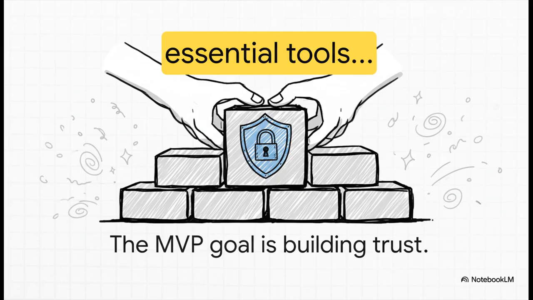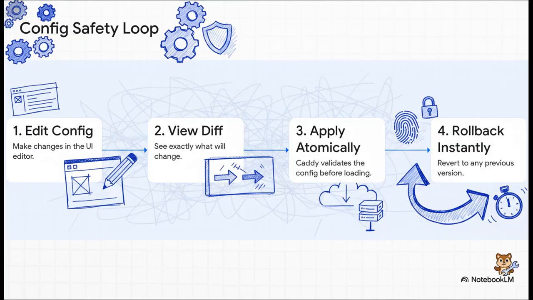Because for an MVP to work, especially for something as critical as infrastructure, it has to be absolutely rock solid. It needs to be secure enough that you feel confident running it in production from day one. Okay, this right here, this is the killer feature of the MVP. It's called the config safety loop, and it's designed to just completely get rid of that anxiety you feel when you're about to deploy a new config.